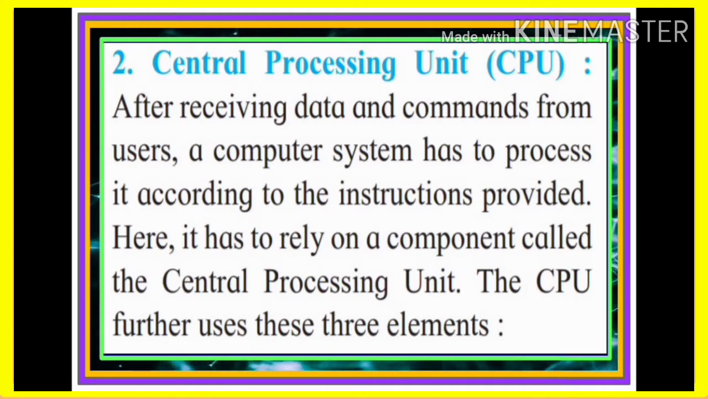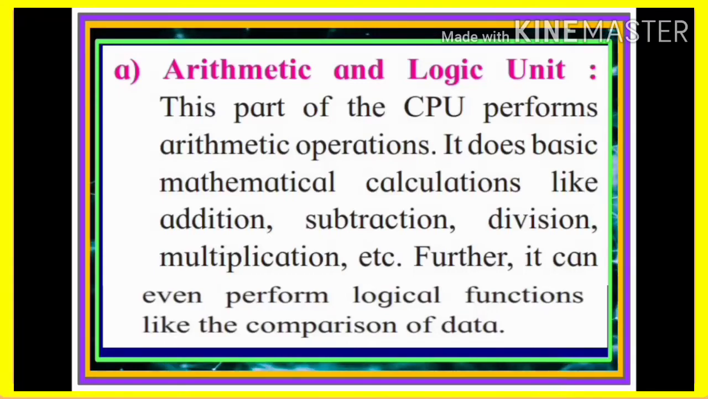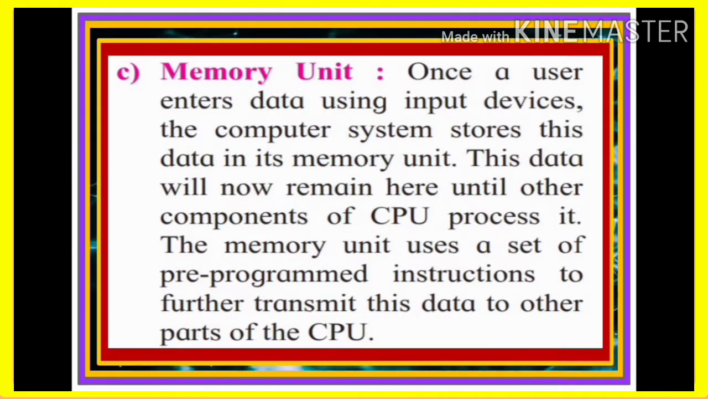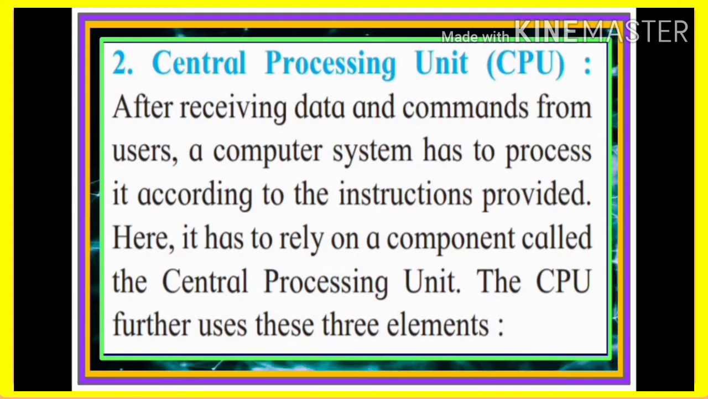Next important unit is Central Processing Unit, that is CPU. After receiving data and commands from users, a computer system has to process it according to the instructions provided. Here, it has to rely on a component called the Central Processing Unit. The CPU further uses these 3 elements. First is arithmetic and logic unit, second is control unit, and third is memory unit. CPU is also called the brain of computer system. It controls all the operations of the computer by using all its subunits.